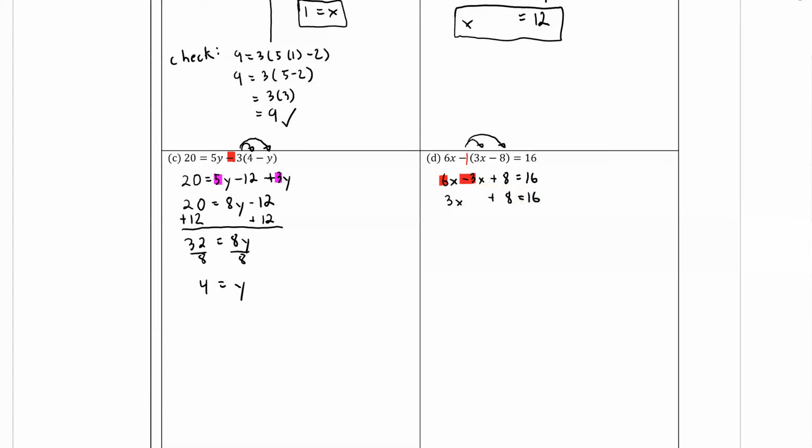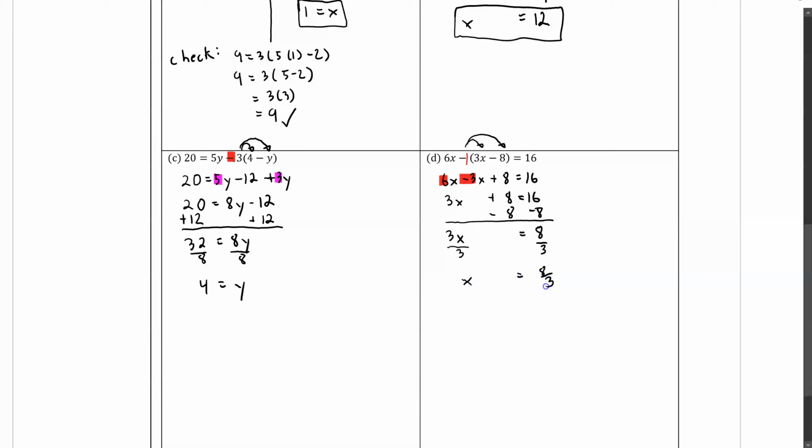And from here, we will subtract 8 from both sides to get rid of that positive 8. So on the left-hand side, that's 3x. And on the right-hand side, we have 8. Now we need to undo the 3 that's being multiplied. And we'll do that by dividing both sides by 3. And this gives us x equals 8 over 3. Note that the answer does not have to be a whole number. It can be a fraction.